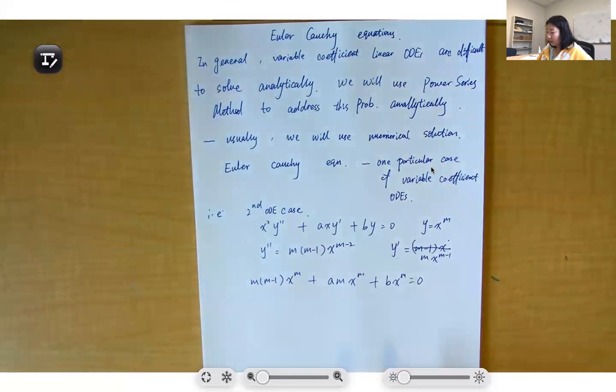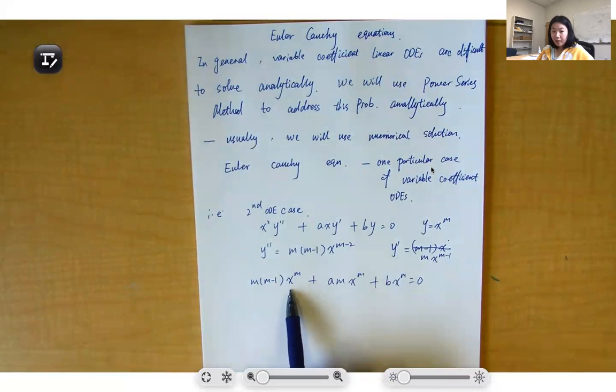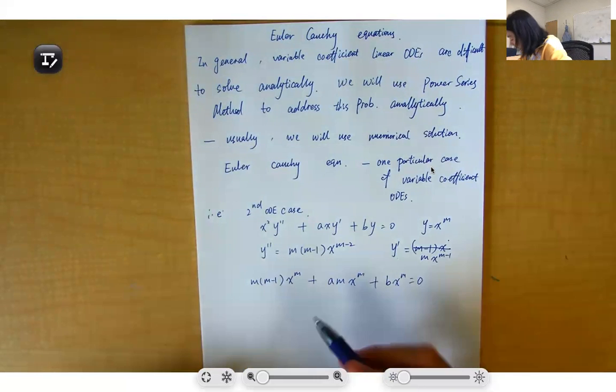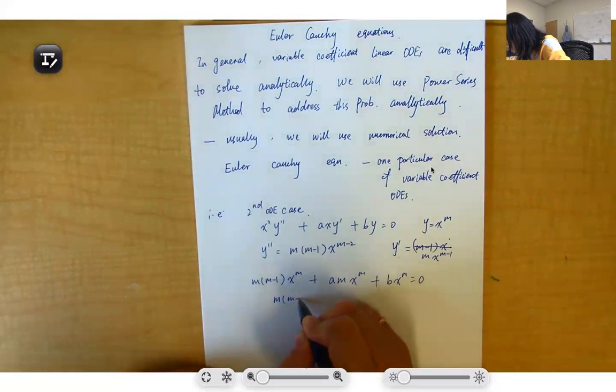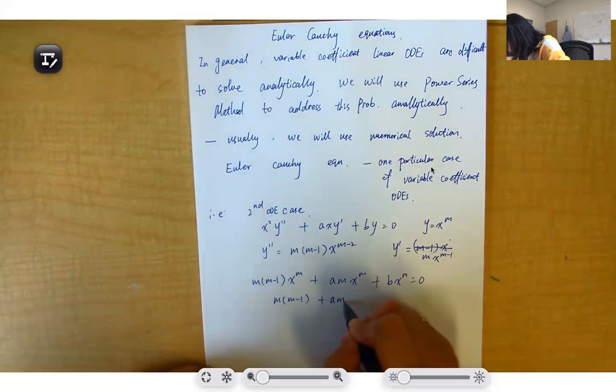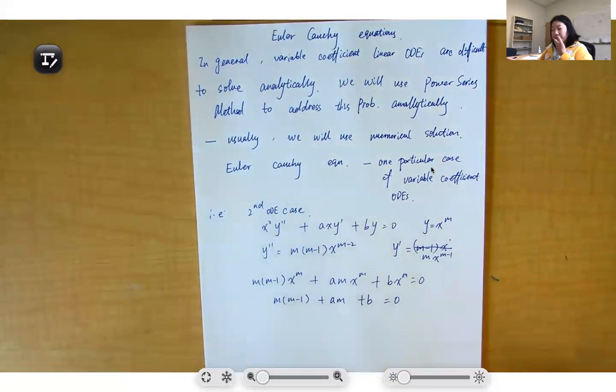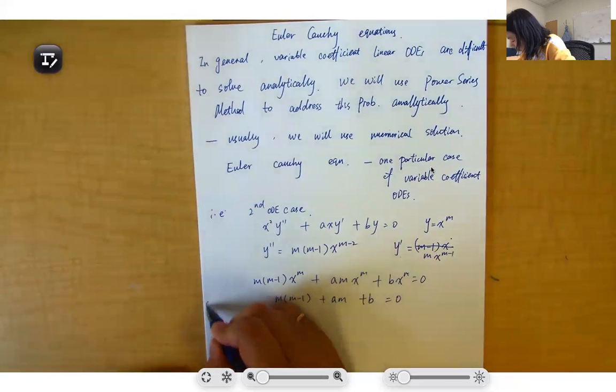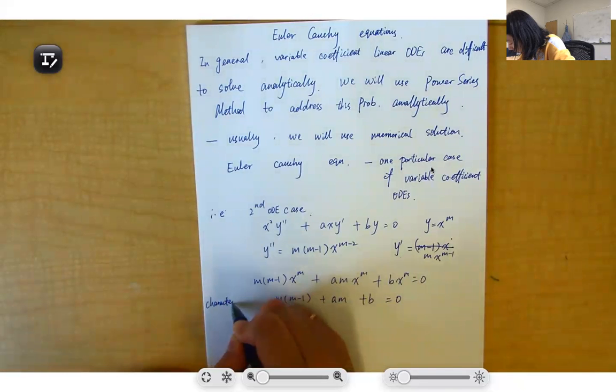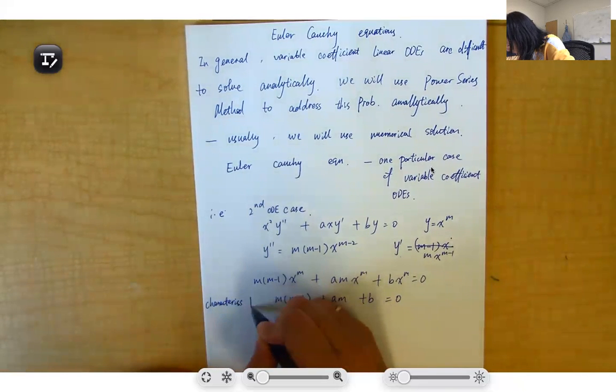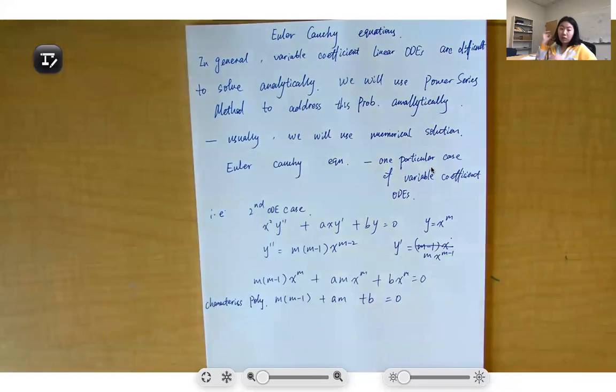And you can see that on the left side, you all have this term x to the m. And you know that x to the m won't be 0. So we can cancel this x to the m out, which gives m times m minus 1 plus a m plus b equals 0. And this is the characteristic polynomial for the Euler Cauchy equations.